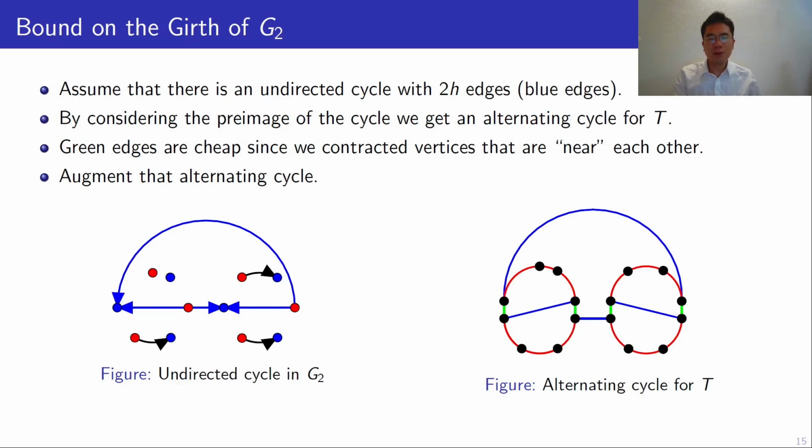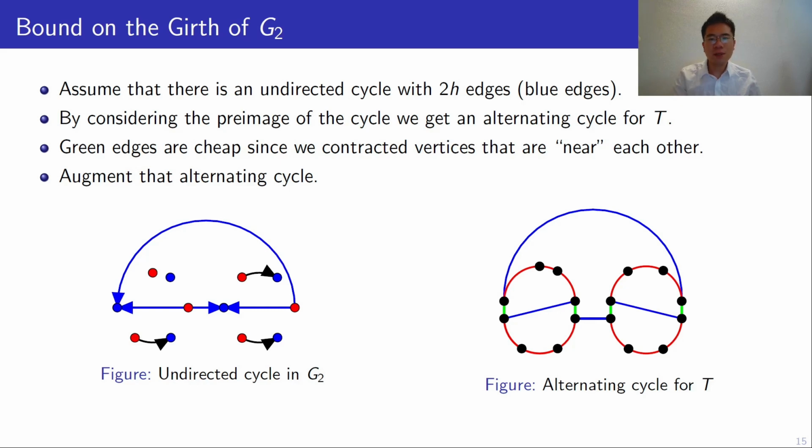Okay, now we have constructed the graph G2 and we want to bound the girth of G2. So assume that there's an undirected cycle with 2H edges. In the left figure, you can see an undirected cycle, and the edges of the cycle are colored blue. We will call them blue edges. Our aim is now to get a bound on 2H so that we can conclude that there are no short cycles in G2. Note that we can assume here that the number of edges in this cycle is even, because you can see easily from the construction that the graph is bipartite.